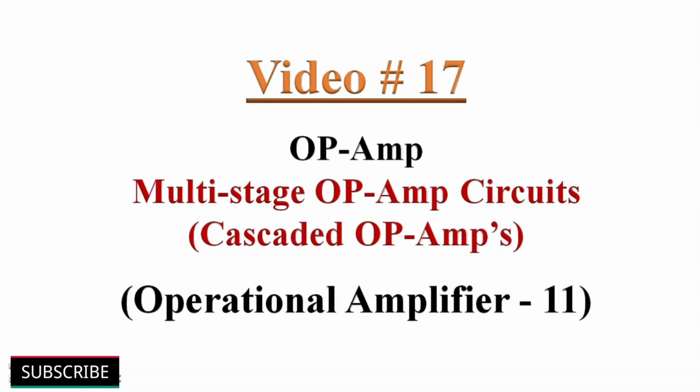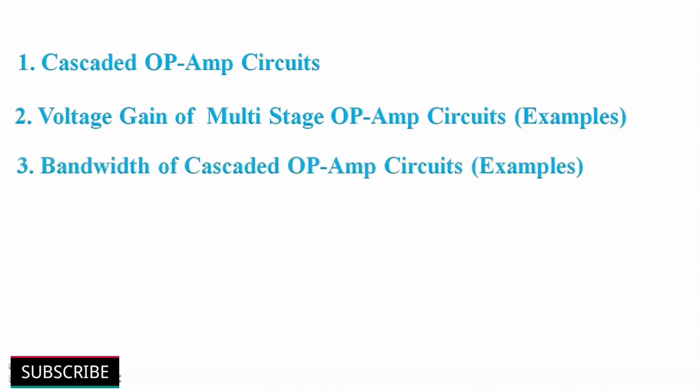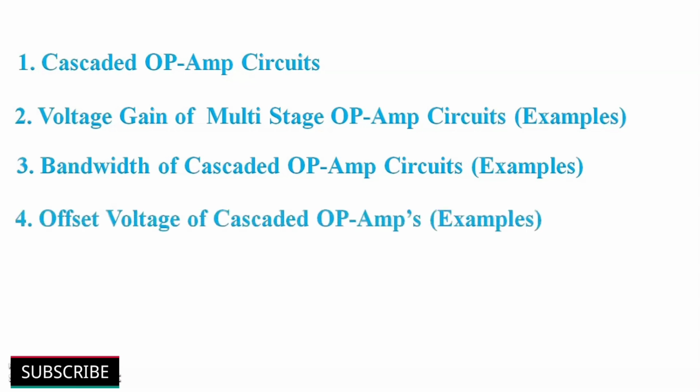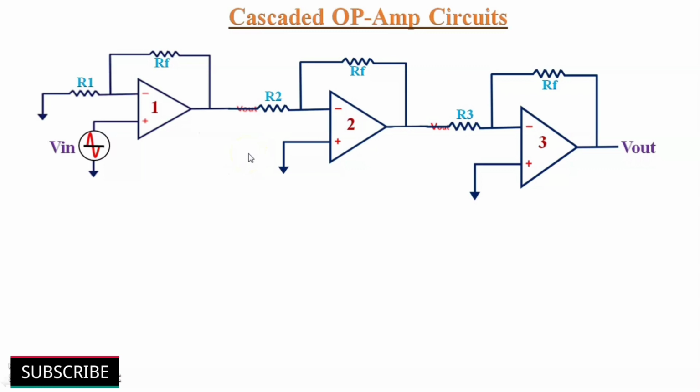Today we will learn about multi-stage op-amp circuits or cascaded op-amps. The topics covered in this video are cascaded or multi-stage op-amp circuits, voltage gain of multi-stage op-amp circuits with examples, bandwidth of cascaded op-amp circuits explained with examples, offset voltage of cascaded op-amps with examples, slew rate of cascaded op-amp circuits explained with examples. A cascade connection is a series connection of op-amps or a head-to-tail arrangement of op-amp circuits such that output of one op-amp is the input of the next op-amp.